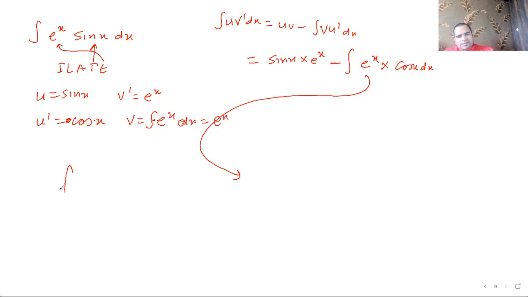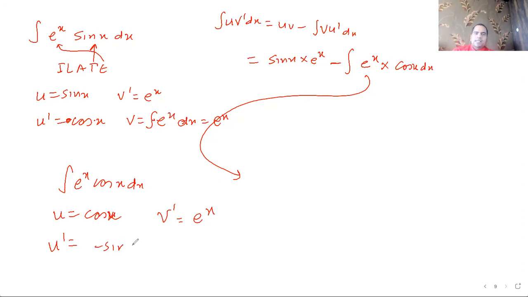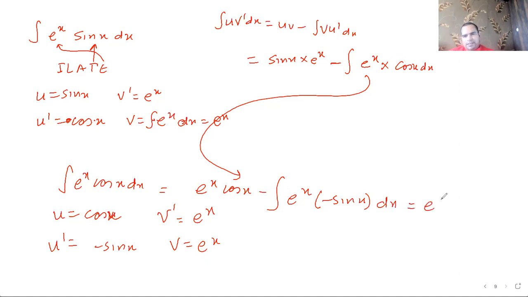So if I integrate e raised to x cos x, once again apply the same way. So u will be cos x and v dash is e to the power x. So u dash is going to be negative sine x and v is going to be e to the power x. So when I integrate this, it'll be uv, which is e raised to x cos x, minus integration of v u dash. So e raised to x times negative sine x. And if you open this bracket, you get e raised to x cos x plus integration of e raised to x sine x dx.